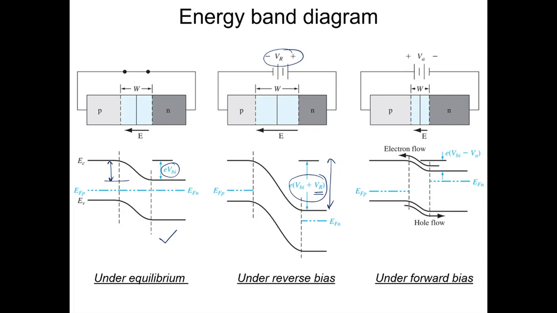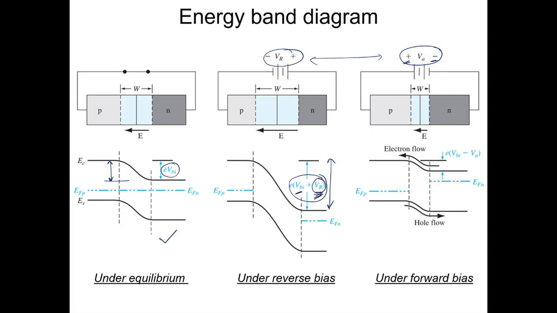Now similarly, if we apply a forward bias, if you see the difference between these two, the polarities are reversed compared to the reverse bias. So the polarity being reversed means that if it was plus VR in the other case, it will be minus VA, where VA is the applied voltage, right? So when it's reverse bias, we add to the built-in potential.